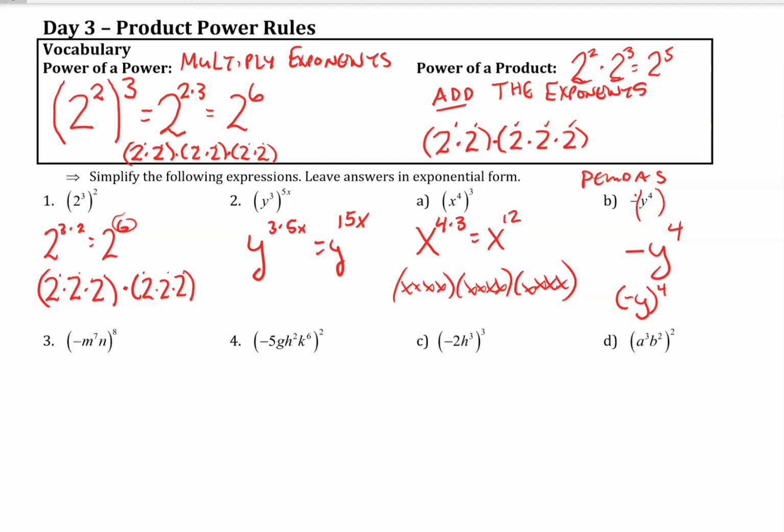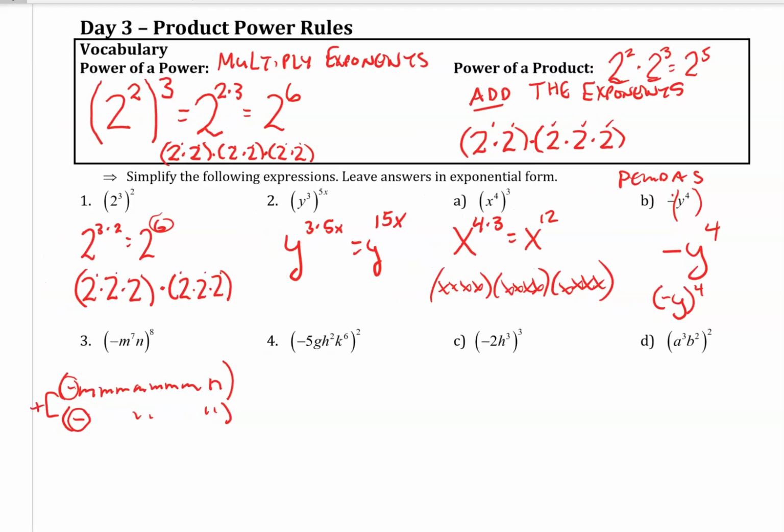So here we have negative m to the 7th, times n, raised to the 8th power. Well, that means we would have negative m to the 7th times n, and then we would multiply it by itself 8 times. I'm not going to write all the m's and n's out. But what's happening with the negative sign here? Every second time it's multiplied by itself, a negative times a negative is positive.